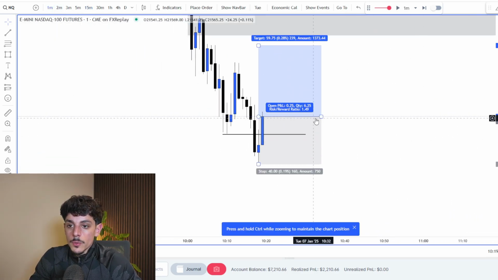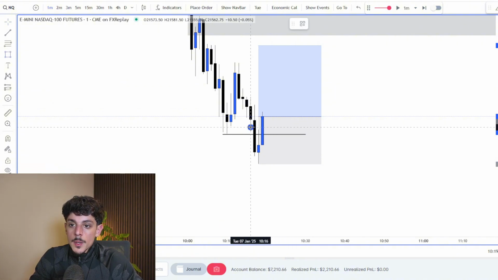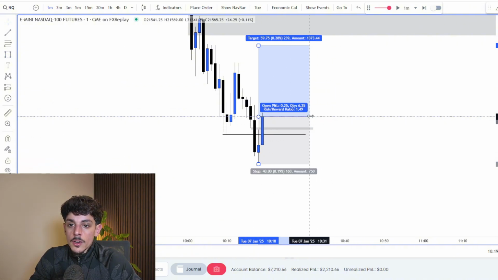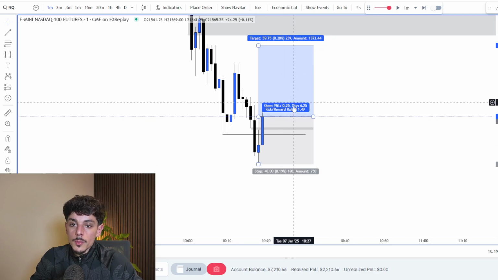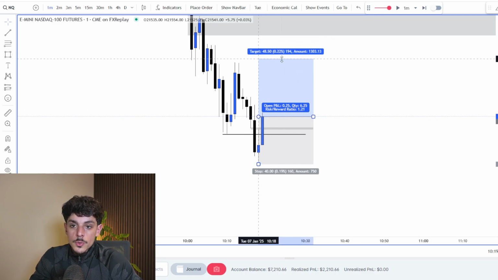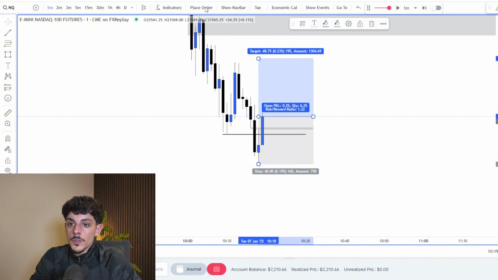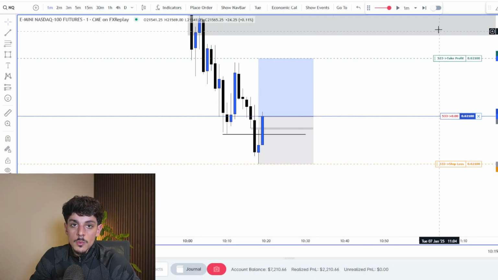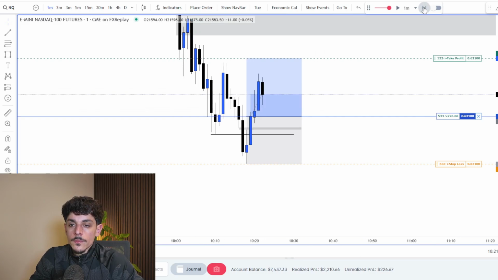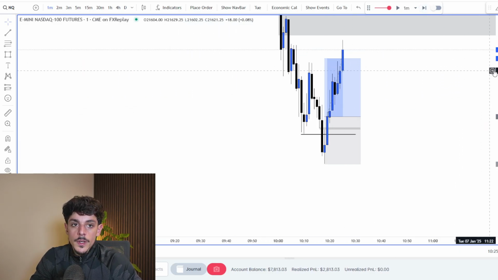Even if I wait for the pullback to this inverse, I'm already in a scenario where my RR is above 1-to-1, so I'm not going to wait for a pullback. If I try to go for this internal high here, I will be in a 1.2 risk to reward scenario. So this is where I would go in. And here I hit my target.